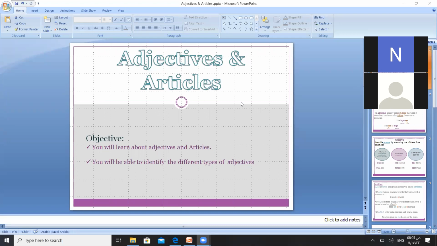Our lesson is adjectives and articles. So today we will learn about adjectives. What do I mean by adjectives and what do I mean by articles? Also, we will be able to identify the different types of adjectives. Let's start the lesson.